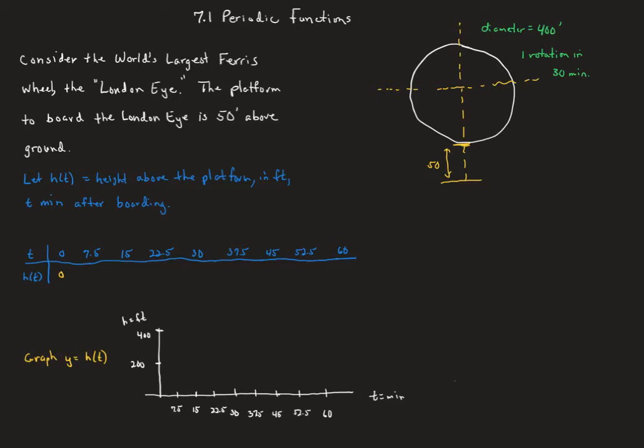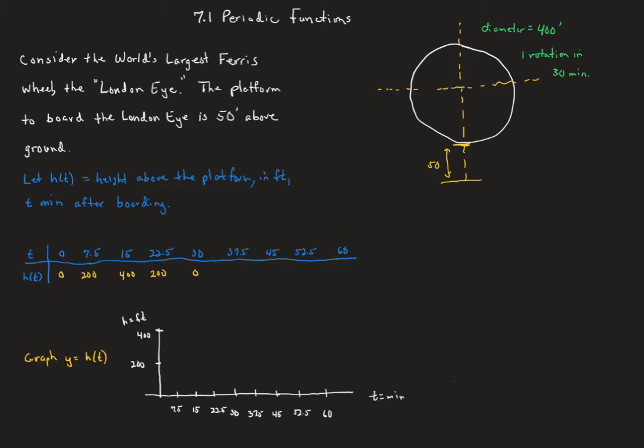So we know that after 15 minutes, we'll be up at the highest point, and so that's going to be 400 feet above the ground. And that means halfway between 0 and 15 minutes would be 7.5 minutes. We're going to be at that 3 o'clock position, so our height would be half of the diameter, or 200 feet. Then another 7.5 minutes after 15 minutes, we'll be back to that 9 o'clock position, so we'll be 200 feet above the platform. And at 30 minutes, we're going to be right back where we were to start with. And now you can see we're going to repeat it.